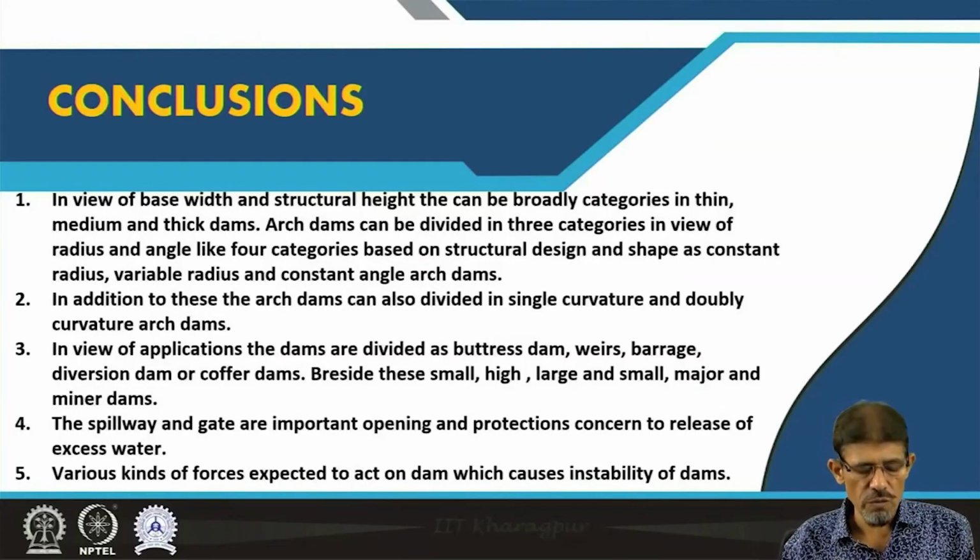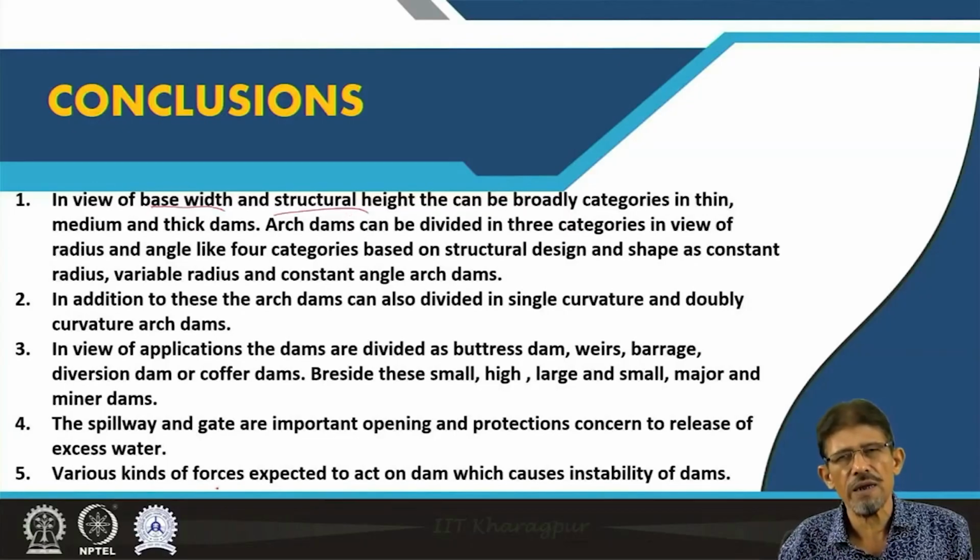If we are going to conclude, we can see that in view of base width and structural height, the arch dam can be divided as thin, medium and thick arch dam. In view of the radius and angle, the dams can be categorized in three categories: constant radius arch dam, variable radius arch dam and constant angle arch dam. In addition to this, based on the curvature, the arch dam can be divided into single curvature arch dam and double curvature arch dam. Idukki dam is a good example of a double curvature arch dam.